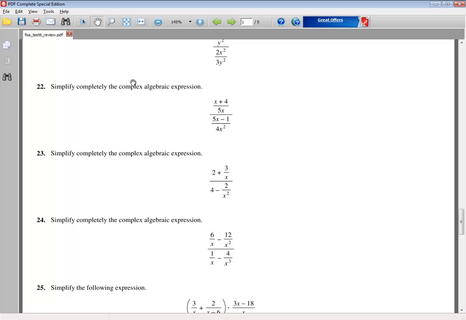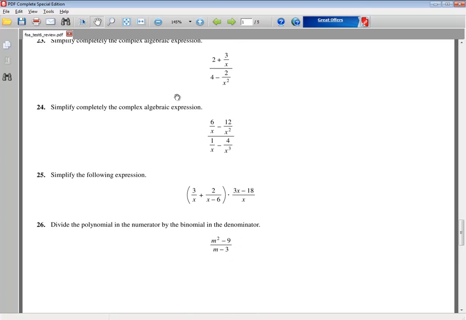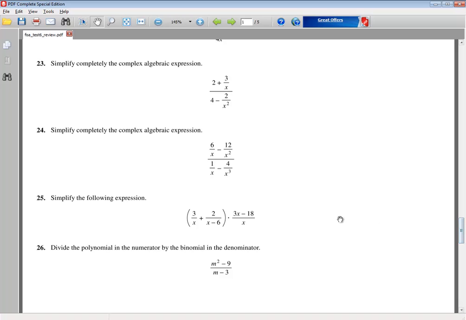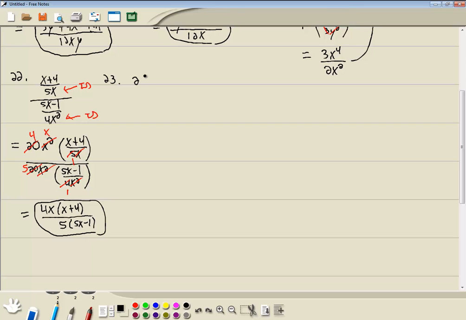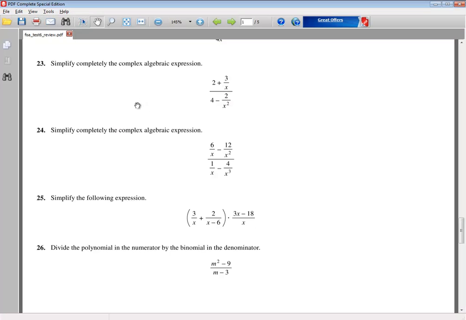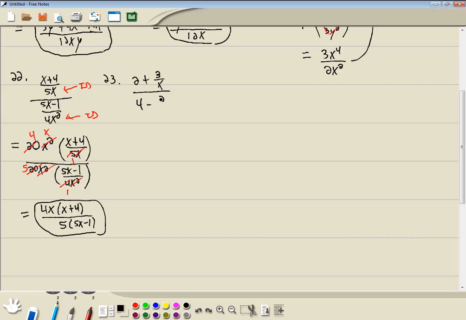Okay, 23. 2 plus 3 over x, over 4 minus 2 over x squared. Let's first identify our inner denominators.